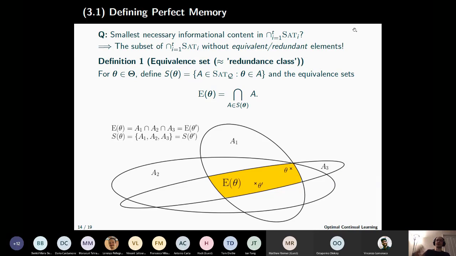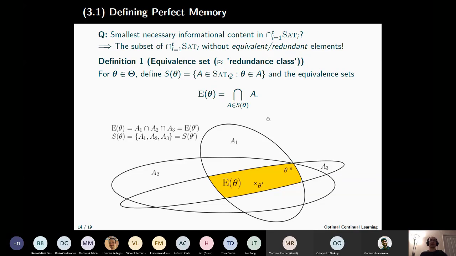And we define them because, for perfect memory, you're not really memorizing more if you're memorizing two different parameters that produce the same functions. So we basically want to eliminate redundancy in our definition of perfect information. And this just gives you the formal definition of these equivalence sets. You're basically saying, well, I look at the intersection of all the sets which contain the value θ.